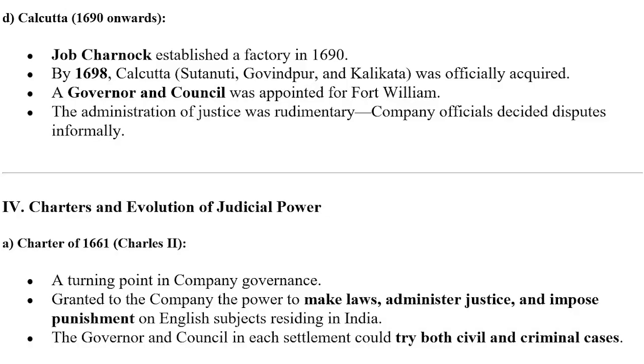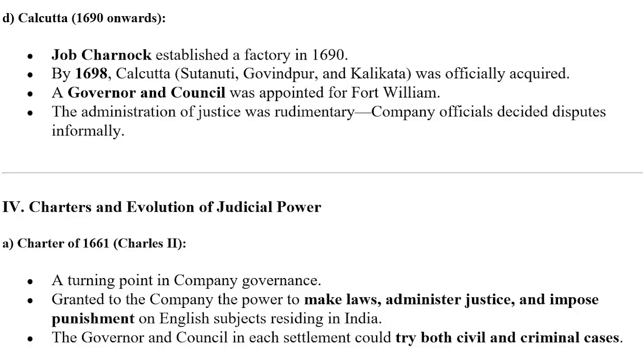So this is how the administration of justice took place in these 4 settlements, or 4 locations, or 4 trading factories acquired by the British East India Company. This was between 1611 and 1620, when these factories were set up. Next is the charters and evolution of judicial power. The Charter of 1661, issued by Charles II, was a turning point in the company's governance.